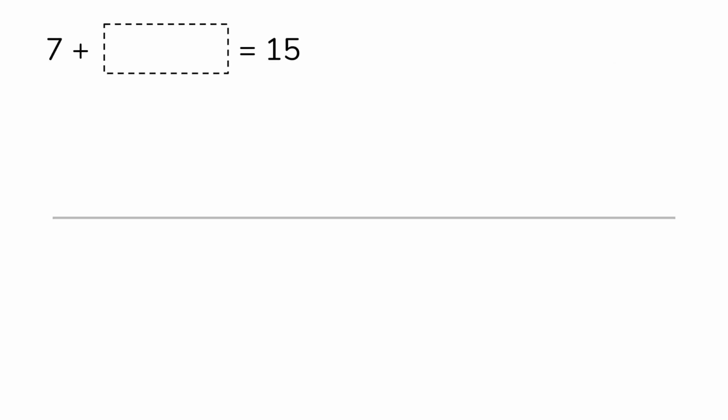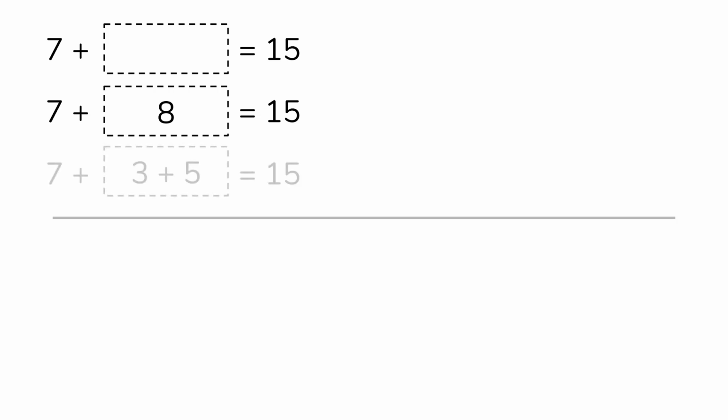Suppose I asked you to fill in this dotted square to make this equation true. Take a few seconds to think and then write your answer down. Well, one answer you might have given was 8, like this: 7 plus 8 equals 15, and that's true. But that's not the only correct answer. You might have also said 3 plus 5. 7 plus 3 plus 5 is also an expression that has the same value or is equal to 15.